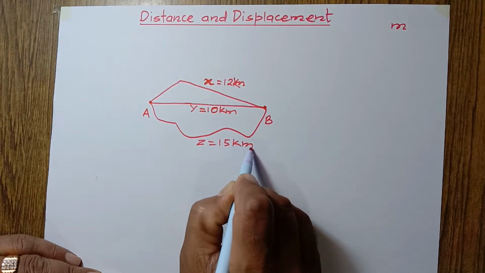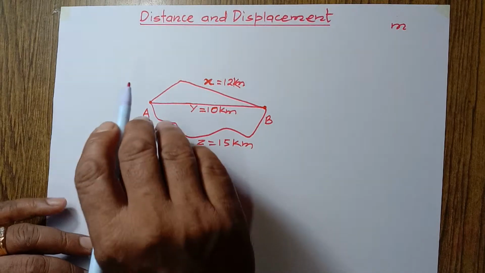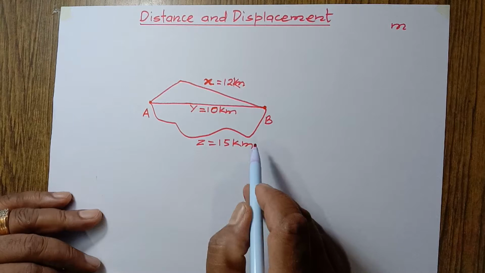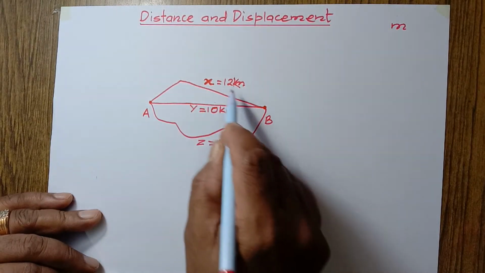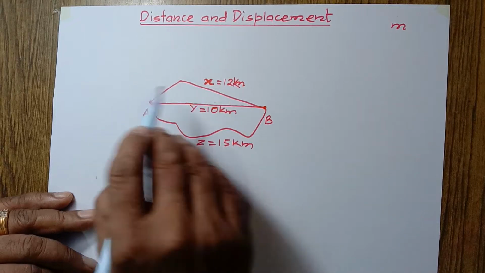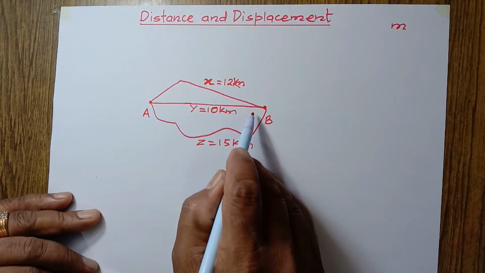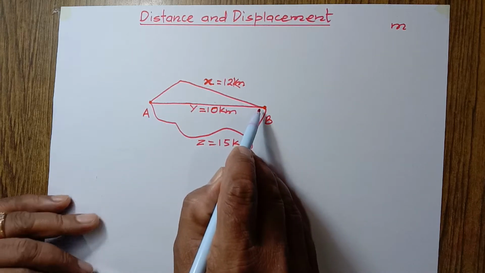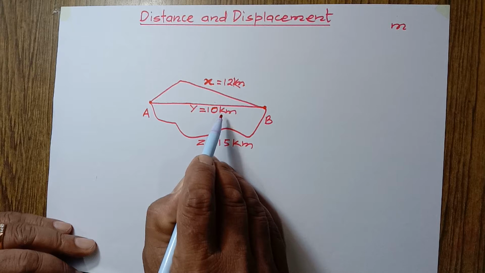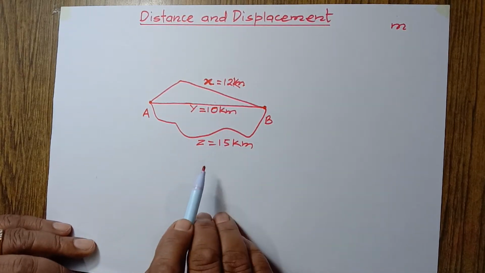Now, these are the lengths of the paths. We can say that the length of the path is called distance. This path has 12 kilometer length, and this is the distance between A and B along the path X. And here, the length of the path is 10 kilometer, and that's why the distance between A and B is 10 kilometer, and here in the same way 15 kilometer.